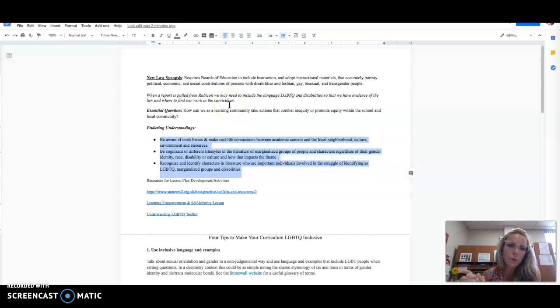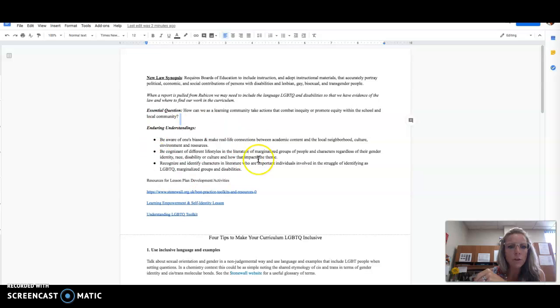Under there is just a little blurb reminding you that we need the actual language, LGBTQ and disabilities, to be in our curriculum units, so that when we need to create a report for the auditor, it's very easy to prove to them that we meet this mandate when we run the report. So that's just a little thing to keep in the back of your mind. We need to actually use that language, LGBTQ and people with disabilities. There's an essential question there that we can use.